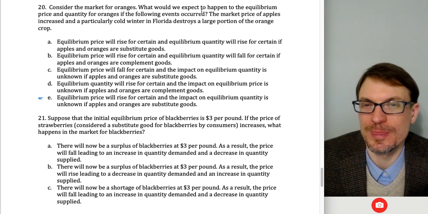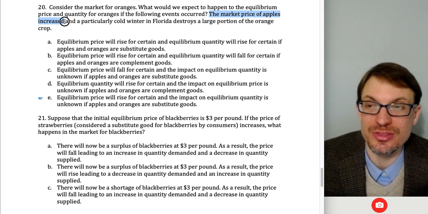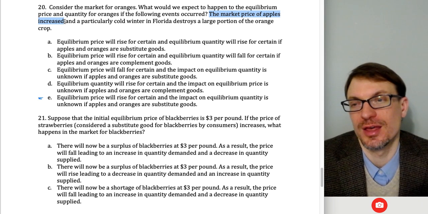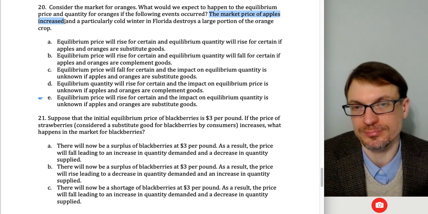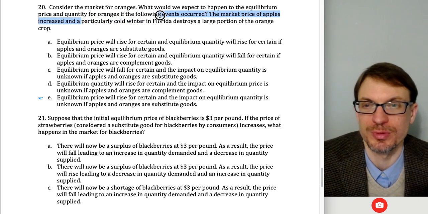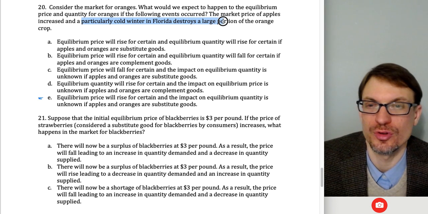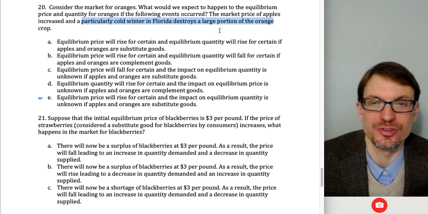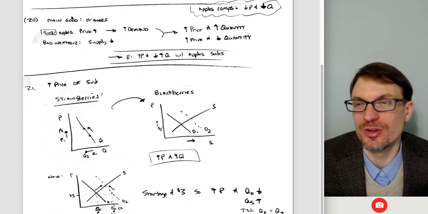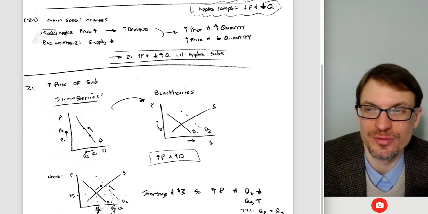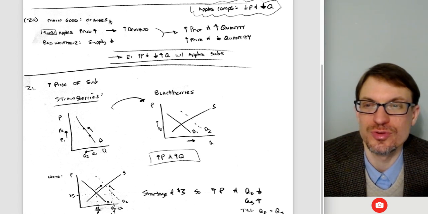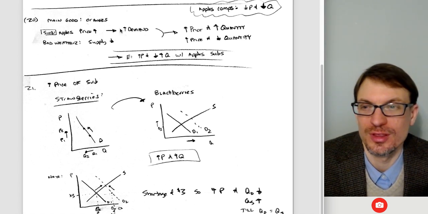So we know the market price of apples increased. So this is either an increase in the price of a substitute or an increase in the price of a complement. And we know of a decrease in supply. We have particularly cold weather in Florida that destroys some of the crop, so we have a decrease in supply. All right, so we've got two main cases. If they're substitutes, we've got an increase in the price of apples. That'll lead to an increase in demand for oranges.